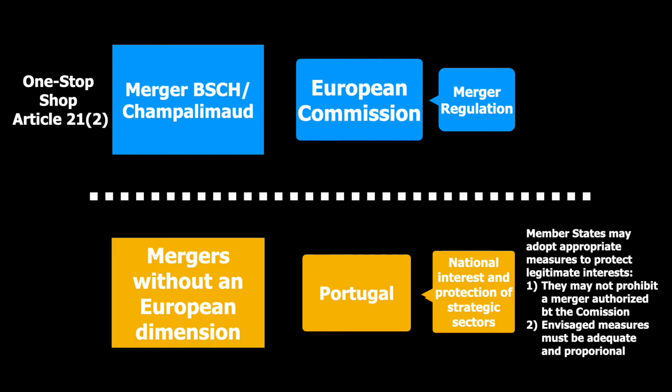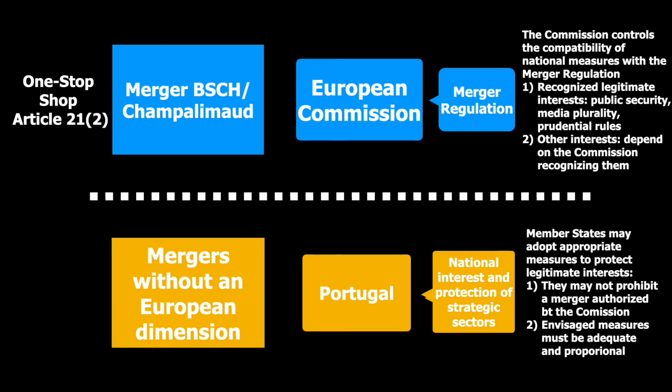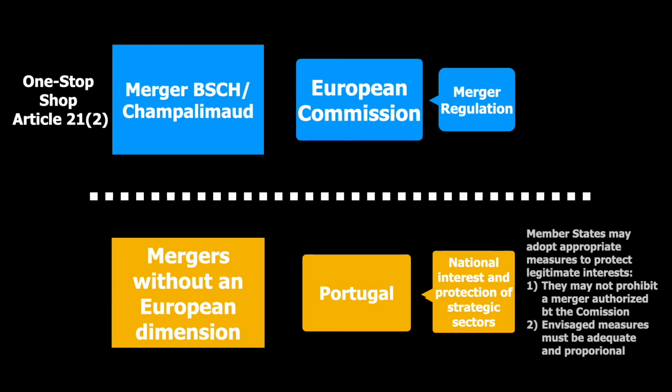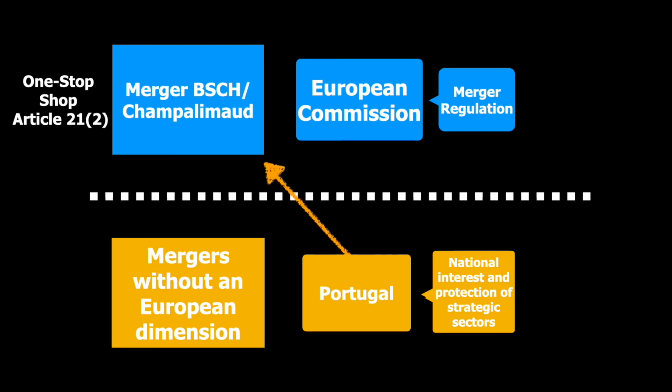under the merger regulation, member states may adopt appropriate measures to protect legitimate interests. They may not, however, prohibit a merger that has been authorized by the Commission. This would challenge the principle of primacy of EU law over national law, and envisaged measures must be adequate and proportional. So the Commission recognizes the compatibility of national measures with the merger regulation, both in terms of legitimate interests that are already recognized by the regulation, such as public security, media plurality, and prudential rules, and other interests that depend on whether or not the Commission recognizes them as relevant national interests, but they can never lead to the prohibition of a concentration that has been authorized by the European Commission. And so in this case, Portugal did not have the right to oppose this concentration.